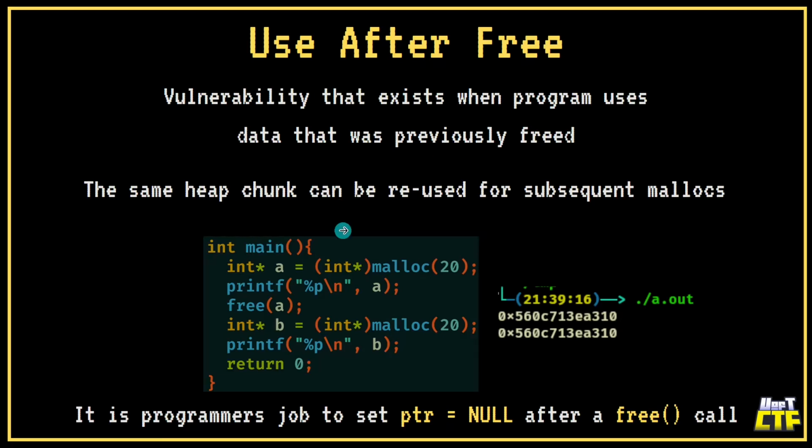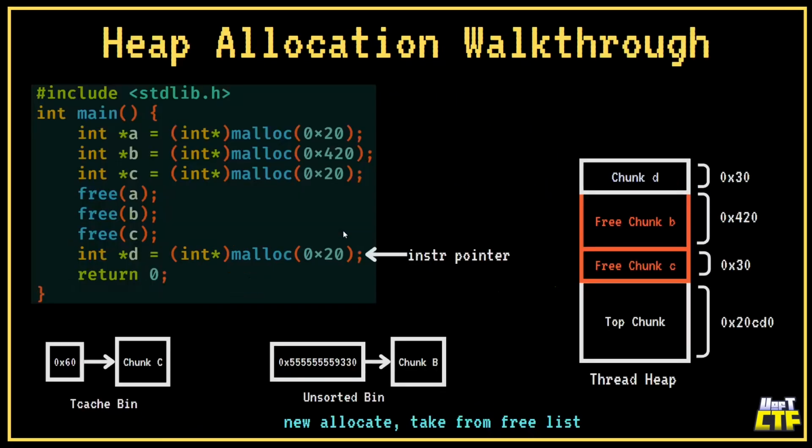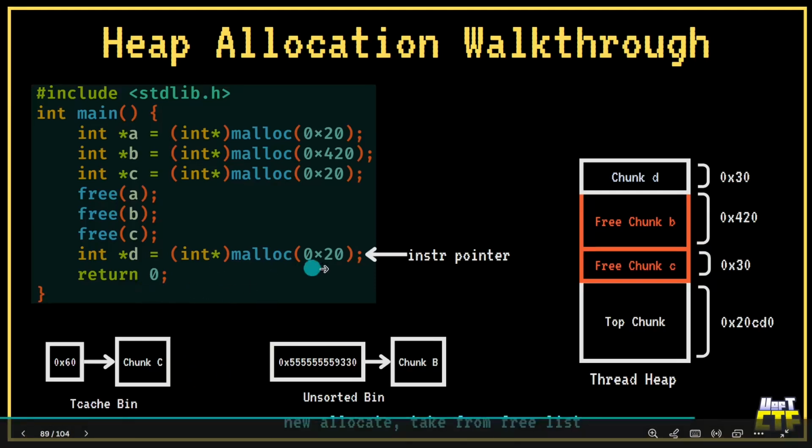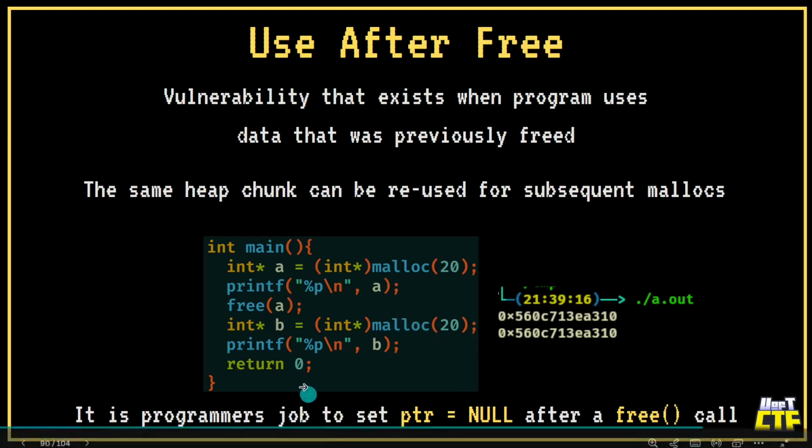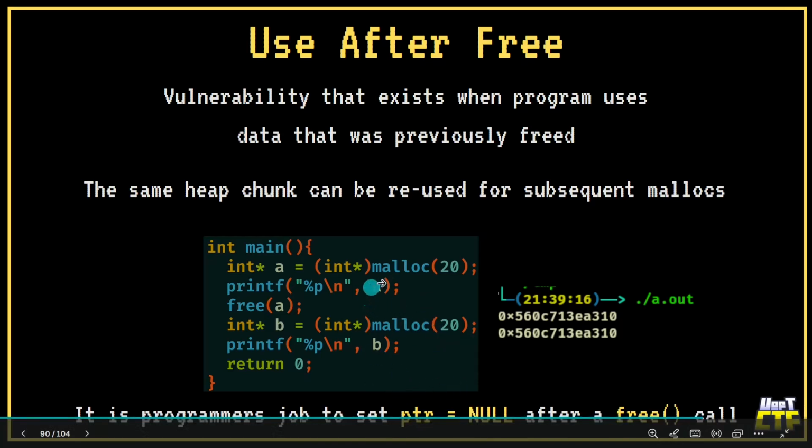So remember, when we're allocating D, we have this previous one here, it came from the Tcache bin, and we can just get the same heap chunk back, the same address and everything. So if, for example, you have a pointer that's pointing to an allocated chunk, and then you free that chunk, and you get another access to the same chunk, well, you now have two pointers. You have two pointers that are pointing to the same thing, and this can cause a lot of issues. So it's the programmer's job to set the pointer to null after a free call.